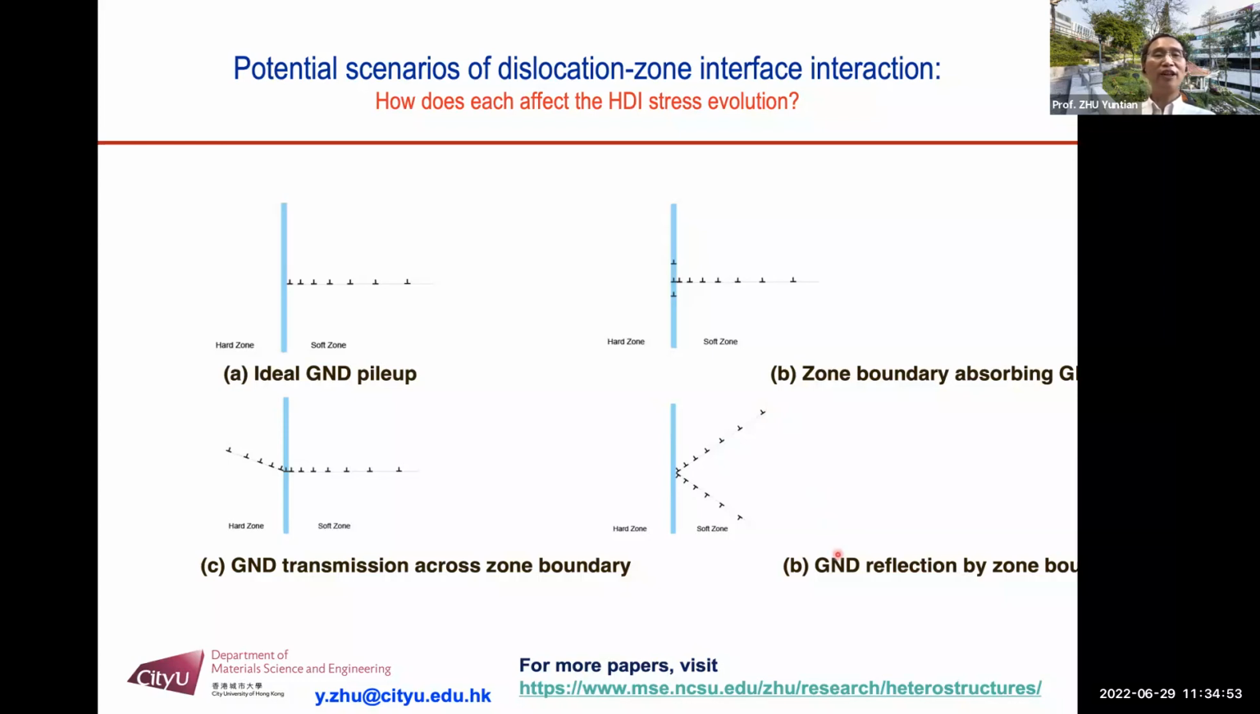Okay, see, all this may affect the production of HDI stress, the production of back stress, forward stress, and HDI stress. So there, you can see there are so many fundamental things we do not know yet in this new field. So much new science waiting for us to explore.